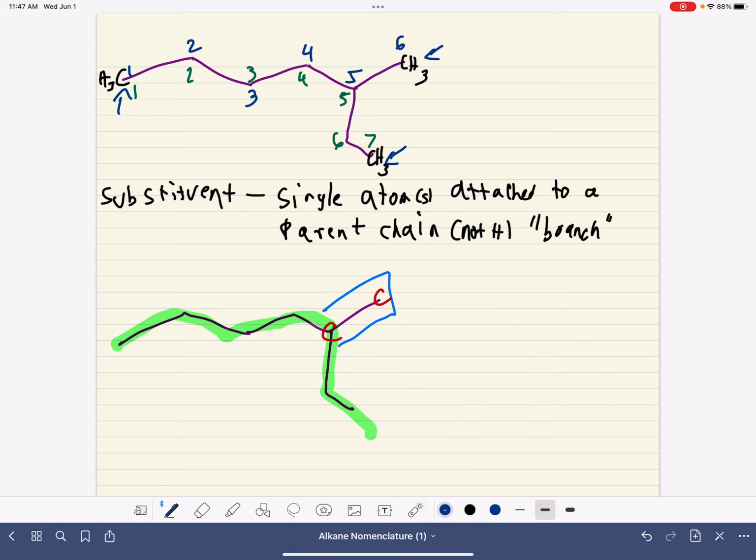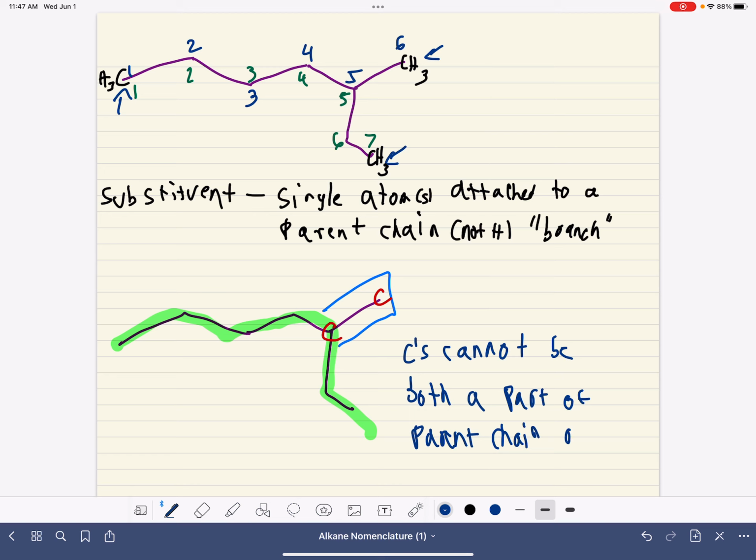So let me write that down. So a lot of people get that confused. Now here, this carbon is part of this parent chain, so it's not part of the substituent. This is the only carbon part of the substituent. Now, if we were to name this substituent, it would end up being called a methyl group.